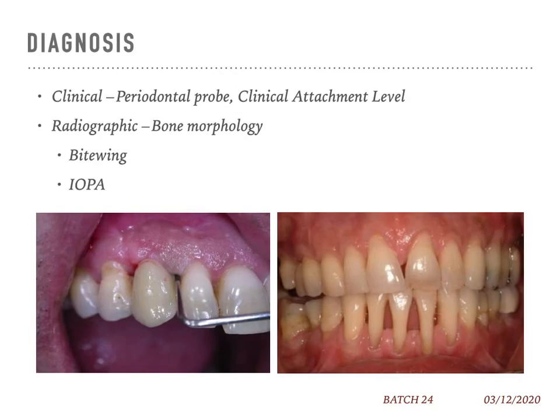Coming on to the diagnosis, clinically you can diagnose chronic periodontitis by the use of periodontal probes and clinical attachment levels, and radiographs to see the bone morphology. These are some pictures showing chronic periodontitis. The first picture shows the pocket which results in chronic periodontitis, and the second picture shows attachment loss without pocket resulting in periodontitis.